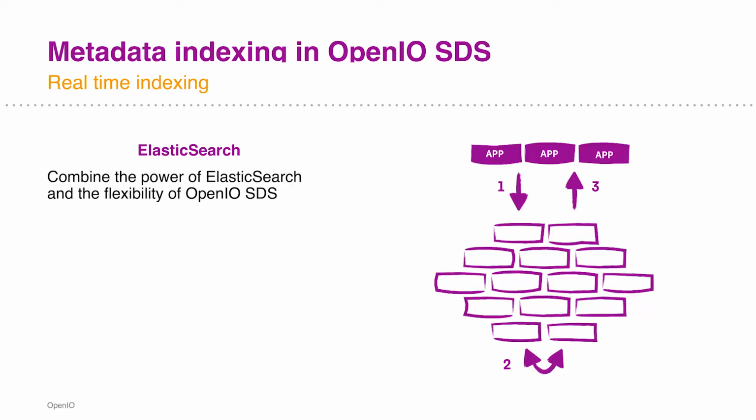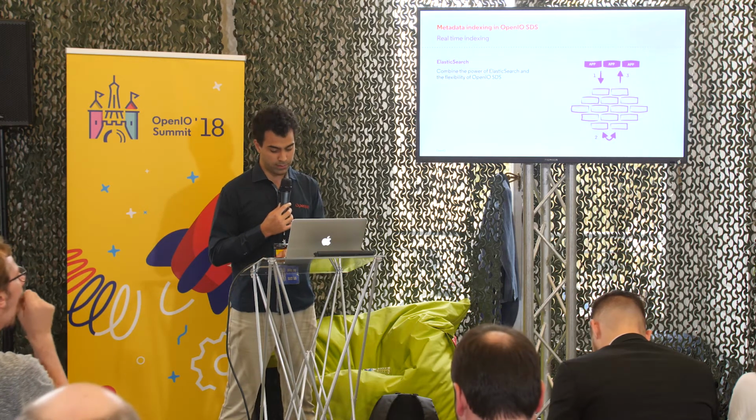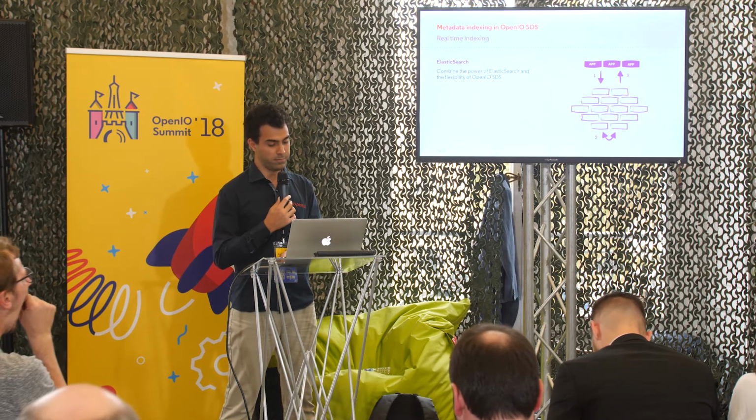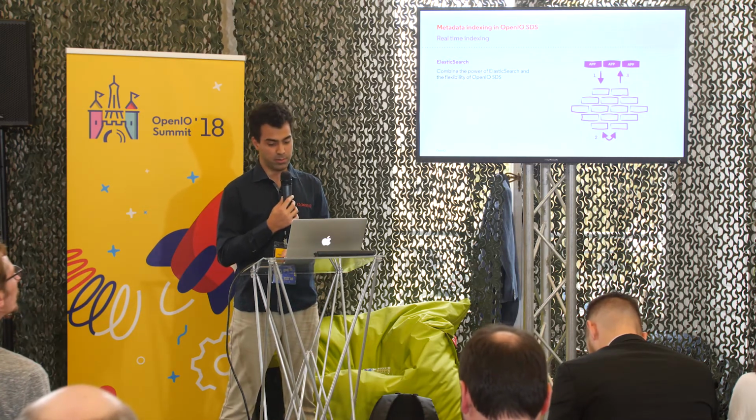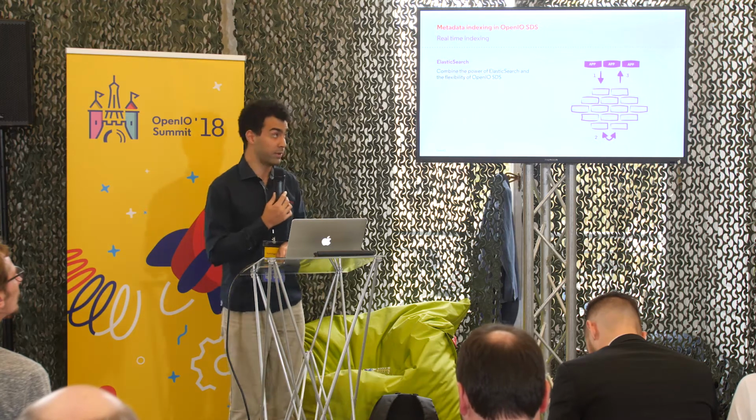And that's really what we provide here. And how we do it: it's real-time indexing. Every time there is a new storage event, for example new content, we extract the metadata and we push it inside Elasticsearch using Grid for Apps functions. So you have the flexibility of OpenIO and the power of Elasticsearch inside the same environment. And that lets you build very intelligent applications, I think. If you combine it with machine learning, it makes it very powerful.